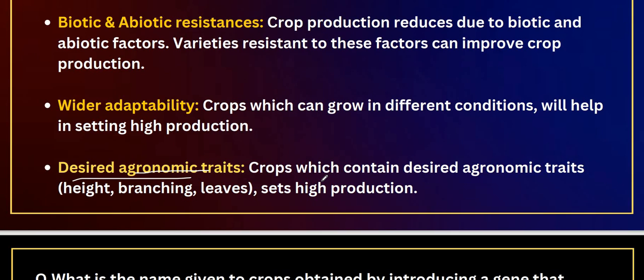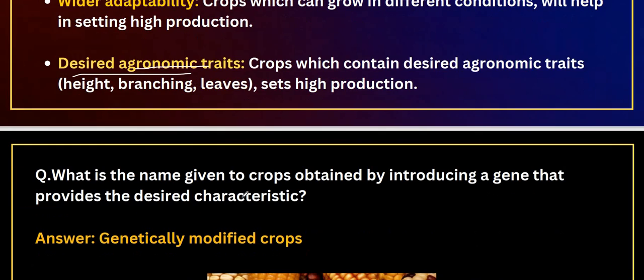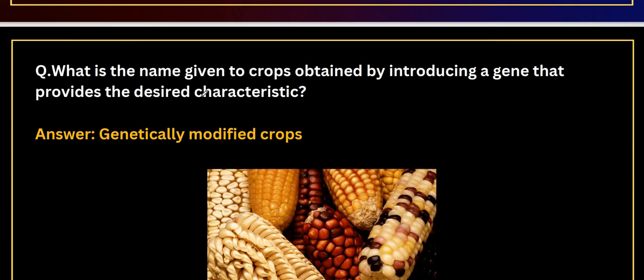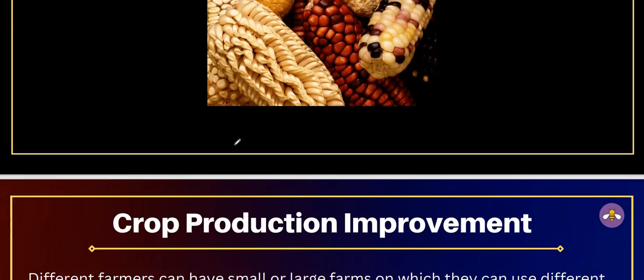Means if you want the plant according to yourself, like you will design the clothes by ourselves, right? We want this, that. So in a similar way you can design your own crop. What type of things it should have, what should be the height, what should be its branching level, leaves and all. So what is the name given to crops obtained by introducing a gene that provides desired characteristics? That is genetically modified crops, hybridized crop.